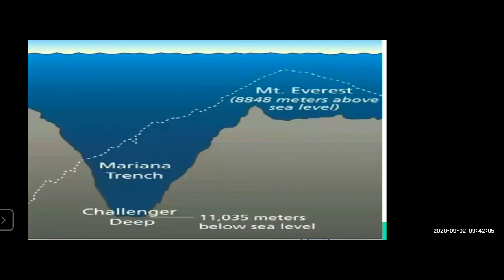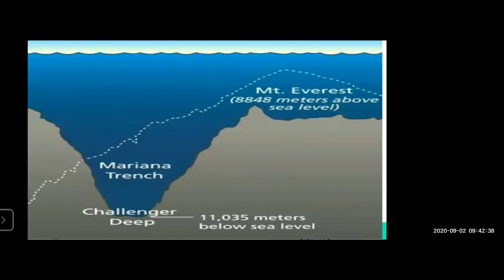So, for example, Mount Everest. Here you can see Mount Everest is 8,848 meters above sea level. While the Mariana Trench, you can see how deep it is. The Mariana Trench is 11,035 meters below sea level. So you might have noticed that the whole of Mount Everest could be submerged into this Mariana Trench. It is so deep. This is the deepest trench in the world.